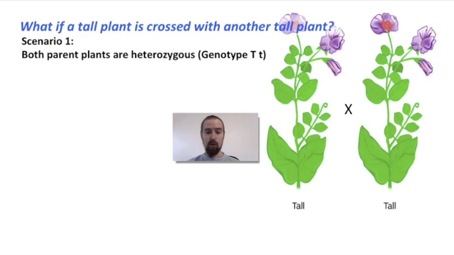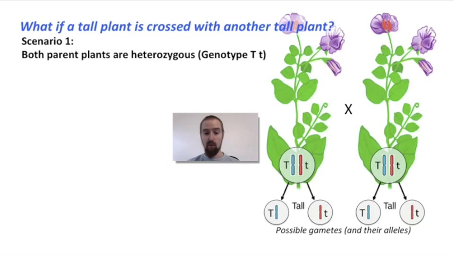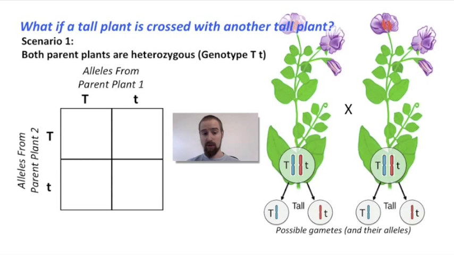Let's suppose that each plant is heterozygous, meaning that the cells of each plant possess one dominant tall allele and one recessive short allele. With these alleles, that means that the gametes produced by these plants could either contain a single dominant tall allele or a single recessive short allele, but not both. To set up our Punnett square, we write the possible alleles from one parent along the top and the possible alleles from the other parent along the side.